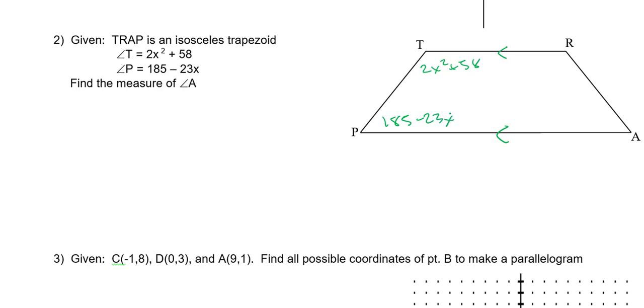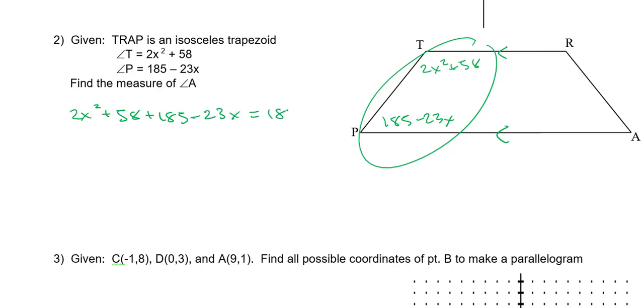From this I can get an equation, because I know that these two have to be supplementary to each other, so I can say that 2x squared plus 158 plus 185 minus 23x has got to be equal to 180. And I can solve this for x, bring everything over to one side, and factor it. I believe x ends up being, I'm going to shortcut this here, 7 or 9/2. You can go ahead and try that.